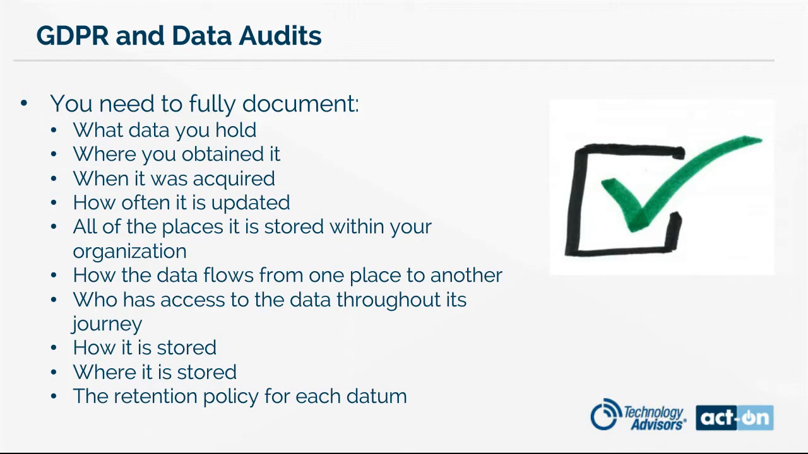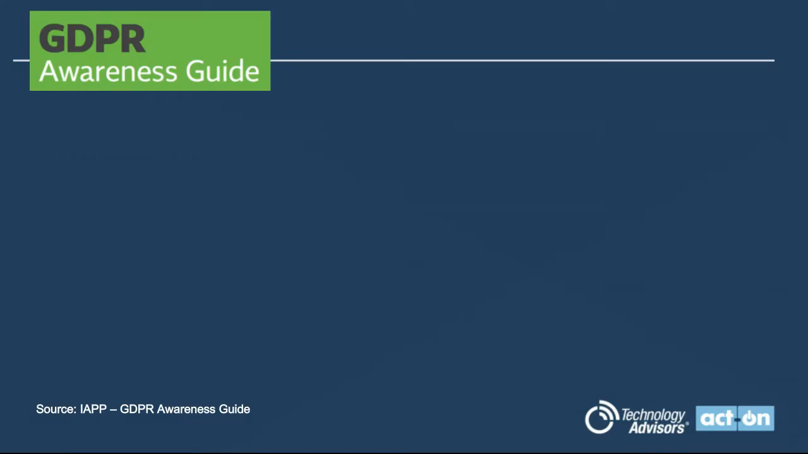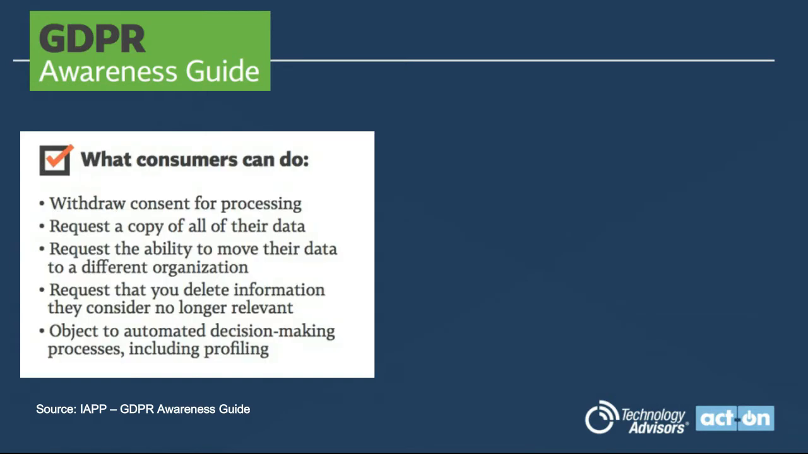From an awareness perspective, there are a couple of things that you need to be really cognizant of. Consumers now are going to have a lot more power, or a lot more rights, to navigate or manage their own digital experience, right? So they can withdraw consent from processing. They can opt out, and when I say opt out, I'm not just referring to email opt-out. I'm referring to other types of messaging as well. They can request a copy of all their data.